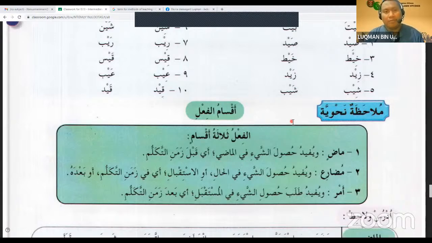So when you said it, the action had already happened. Nangyari na yung action. It means it is already perfected when you say perfect tense, the fi'l madi.